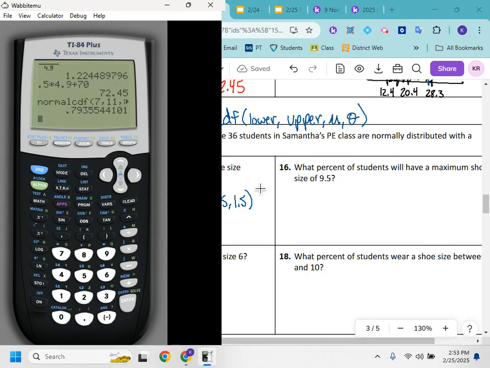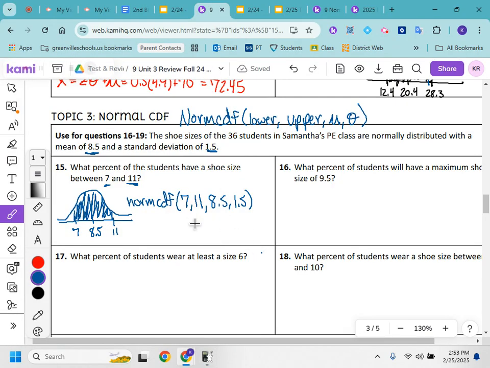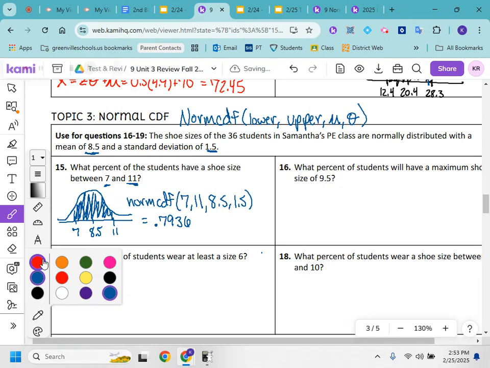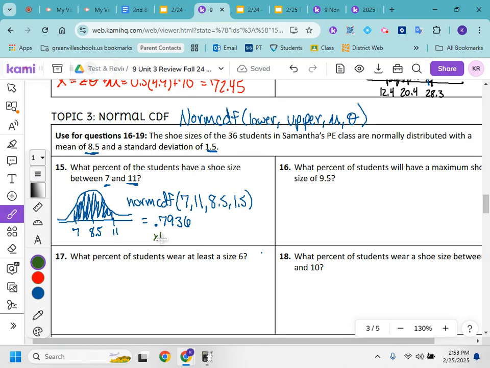0.7935 is the area, which will round to 6. And then to get a percent, you times that by 100. So 79.36%. So this answer was 0.793, and we rounded it to 6 to get the area or the probability. And then we times that by 100 to get the percent. So 79.36%.